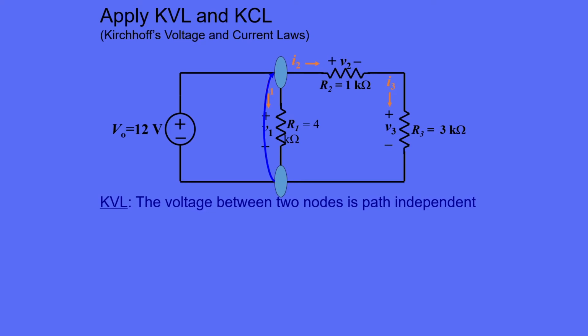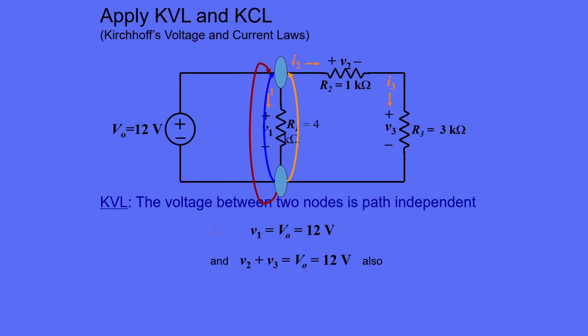If we evaluate the voltage over the blue path, we arrive at V1. If we evaluate the voltage between these nodes over the red path, we get the result V0. Hence, it must be true that V1 equals V0. And we know V0 from the statement of the problem. It's 12 volts.